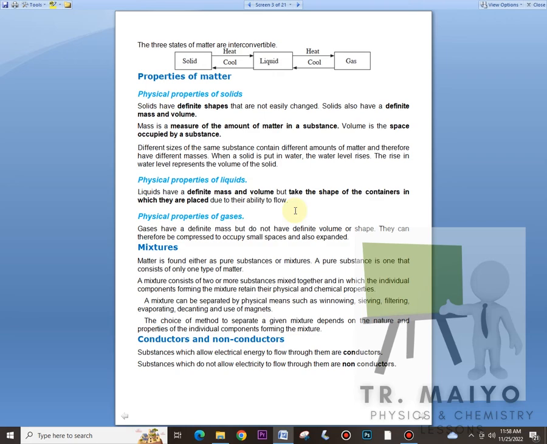Let's review conductors and non-conductors. Substances which allow electrical energy to flow through them are conductors. Substances which do not allow electricity or electrical energy to flow through them are called non-conductors. We can also talk about heat, because if it can allow heat to pass through, it's a conductor. If it cannot allow heat to pass through, it is a non-conductor. The other name for non-conductor is insulator. But once we get to higher levels of science, we will introduce another one in between conductors and non-conductors. We will call it semiconductor.